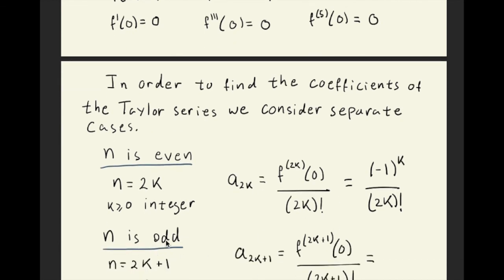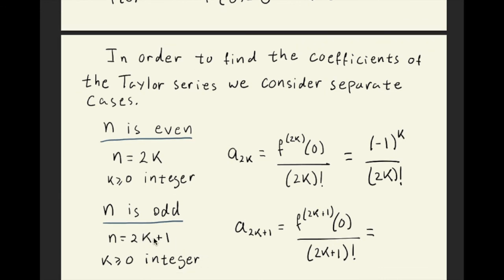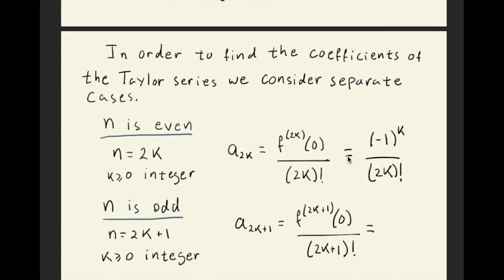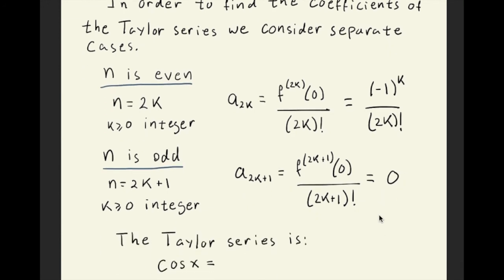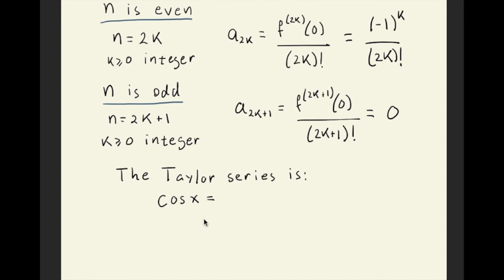Now if n is odd, you can write it as an even number plus 1, so a multiple of 2 plus 1. But for odd coefficients, you see that these odd derivatives are all 0 when you plug in x equals 0. So this is 0 over (2k+1) factorial, which is 0. So the even coefficients have this formula. The odd coefficients are all 0.